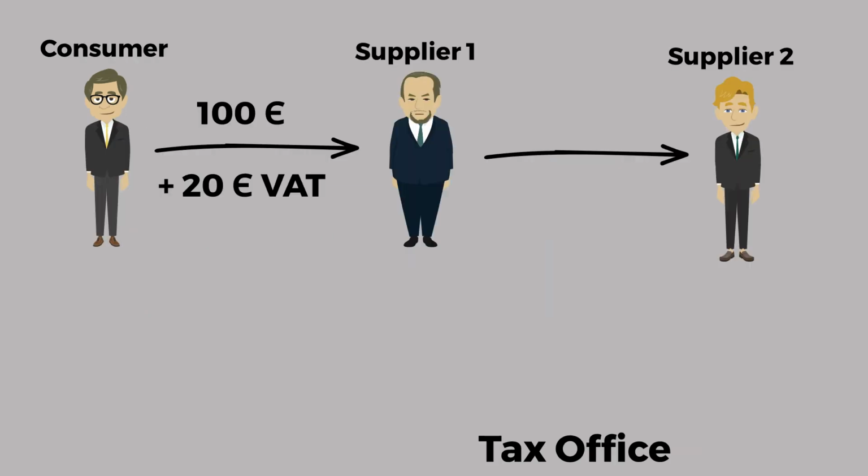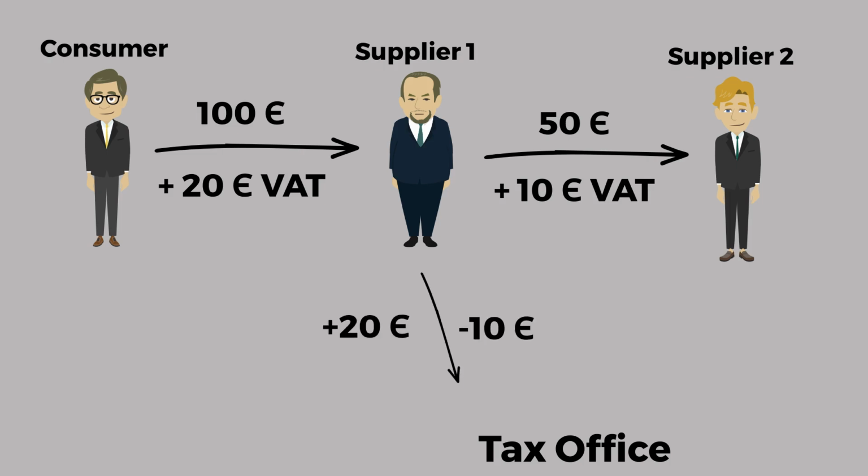Situation 2, similar, but the supplier purchases goods from another supplier. The supplier, we call him now supplier 1, purchases the goods from a supplier 2. Let us assume a wholesaler, at €50 plus €10 VAT. The supplier 1 declares the €20 in his VAT declaration and deducts the €10 which he had paid to the supplier 2. He pays €10 to the tax office. The supplier 2 declares €10 in his VAT declaration and also pays €10 to the tax office. In total, €20 end up at the tax office.